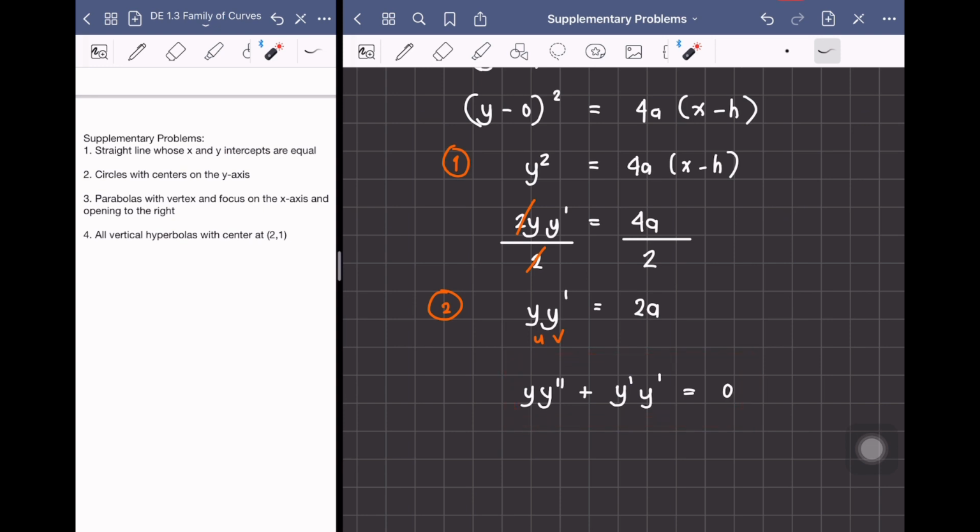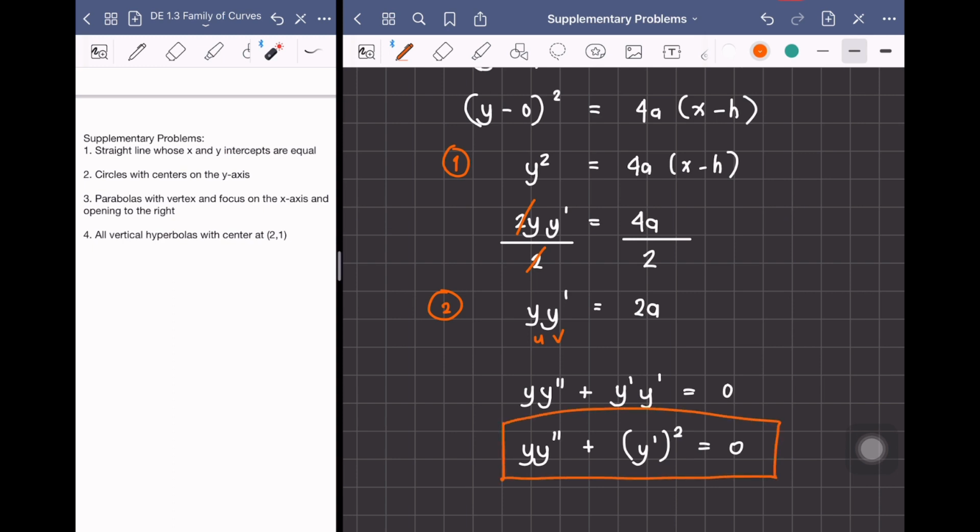Kaya ang gagawin na lang natin is simplify our equation. So, this will be y double prime plus the quantity of y prime squared equal to 0. This will be your final answer for the family of parabolas with vertex and focus on the x-axis opening to the right. Okay?